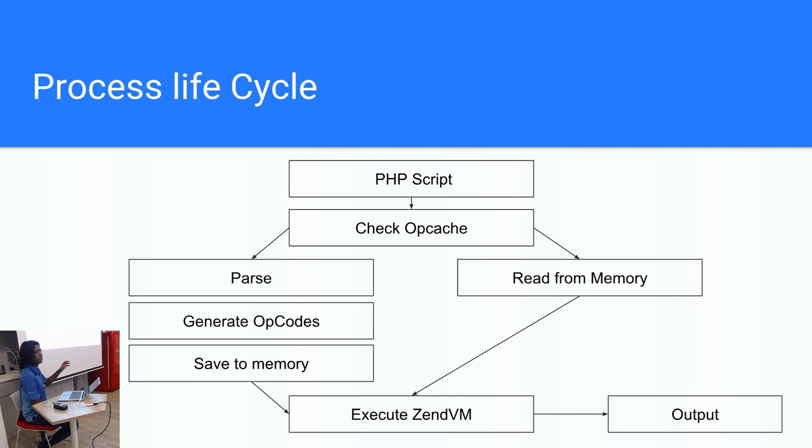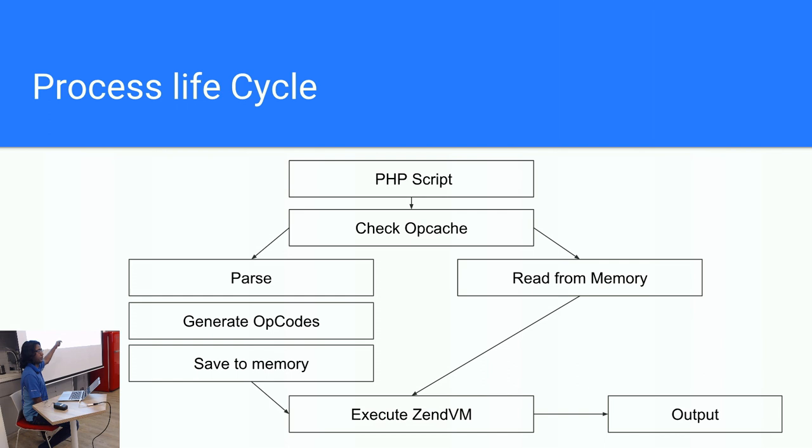Previously, it would just check whether the file was modified. If the file was modified, then this check would fail. So if there's nothing in opcache, it parses the code, generates the opcode, and then saves it to memory, which is opcache, and then the Zend VM executes it, and then you get the output.